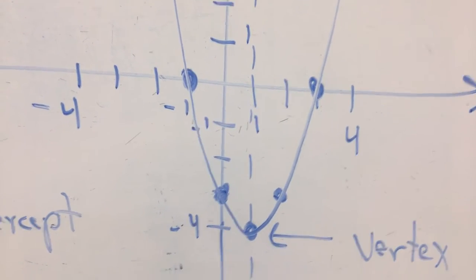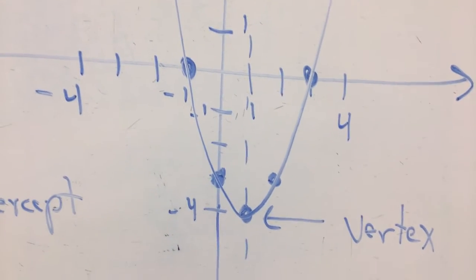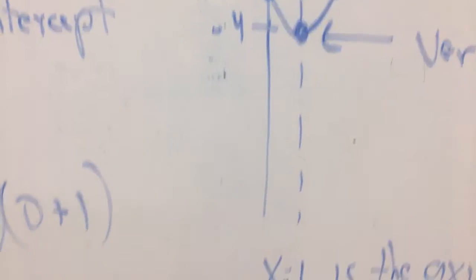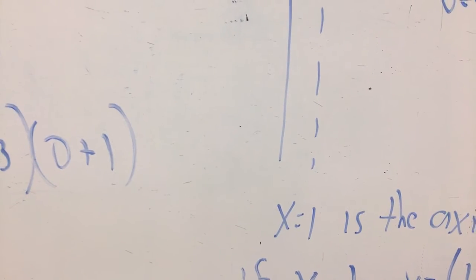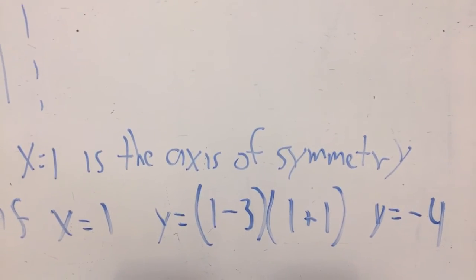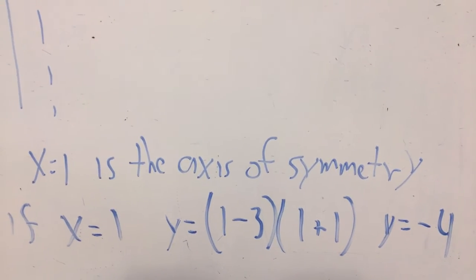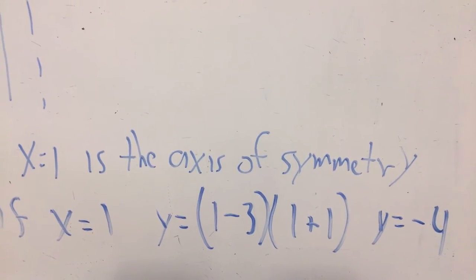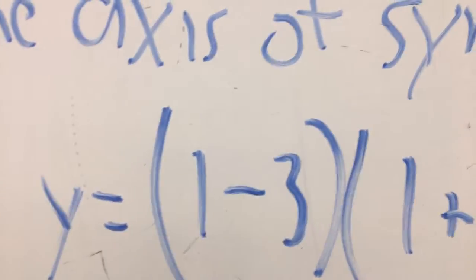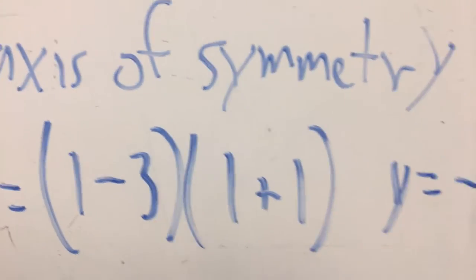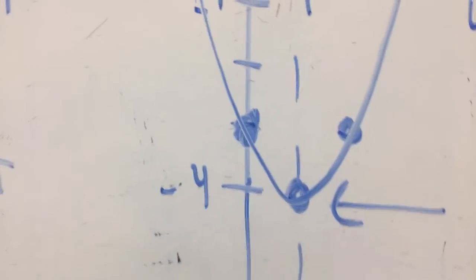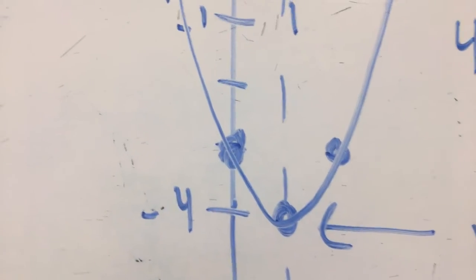So if I know the x value, if I know the equation of that axis of symmetry, which looks like, hey, x is equal to 1, I can take 1 and plug it into my equation, and I can find the y value of the vertex. If the axis of symmetry is equal to 1, put that 1 in for x, like that. And sure enough, y will equal -4. So now I can graph the vertex. Ta-da!